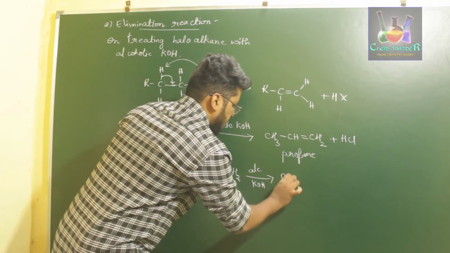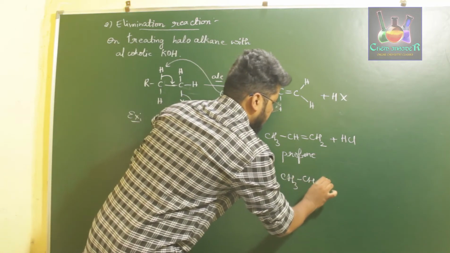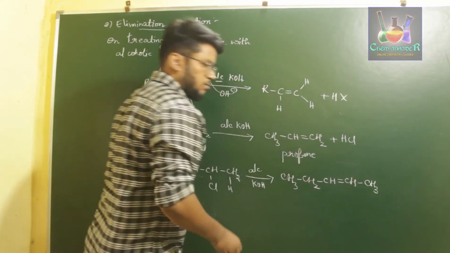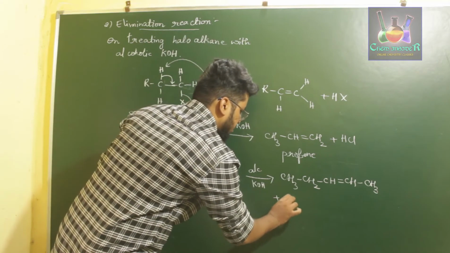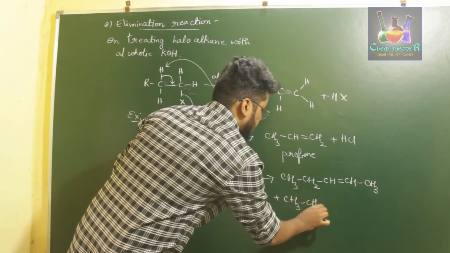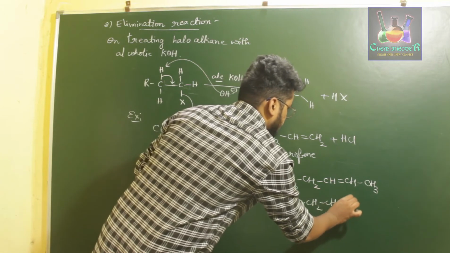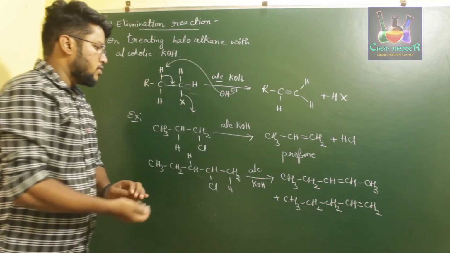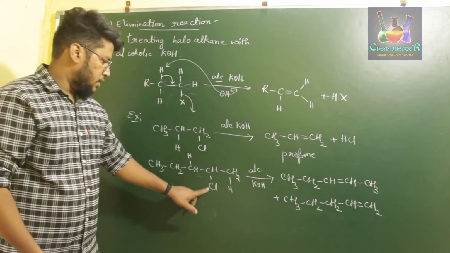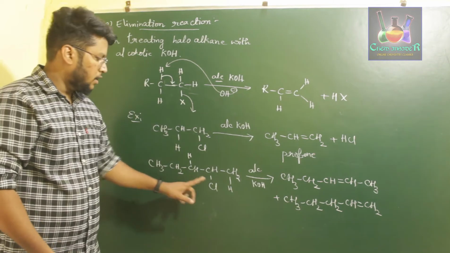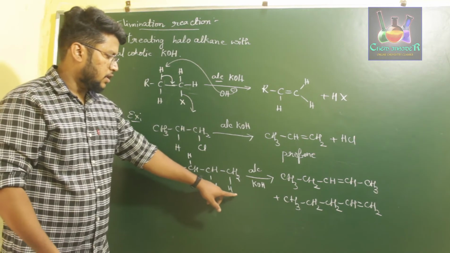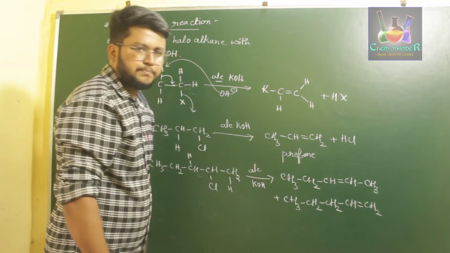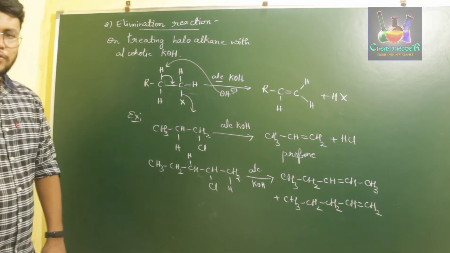So let us say CH3, CH2, CH double bond CH, CH3. This will be one product, and the other product will be CH3, CH2, CH2, CH double bond CH2. So this will be the other product. One product where the halogen is reacting with the alpha hydrogen on the left side, and the other case where the halogen is reacting with the hydrogen on the right side. So we have two products here. We have a combination of two products.